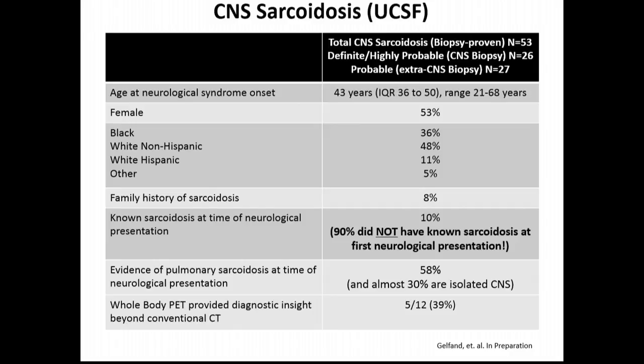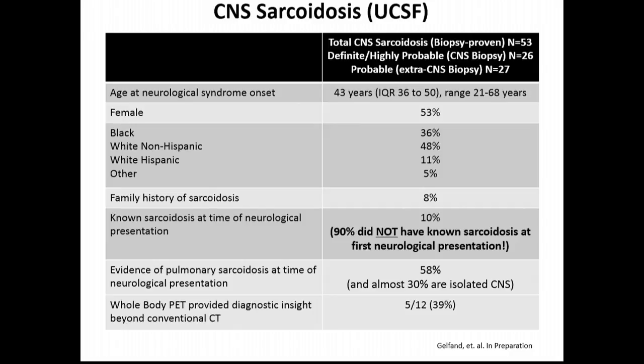In our experience, it's half female, half men. This is the breakdown by race and ethnicity. Less than 10% of our patients have a family history of sarcoidosis. And I think what's striking is that 90% of our patients did not have known sarcoidosis at the time that the neurologist made the diagnosis. And I think this is consistent with a lot of other centers.